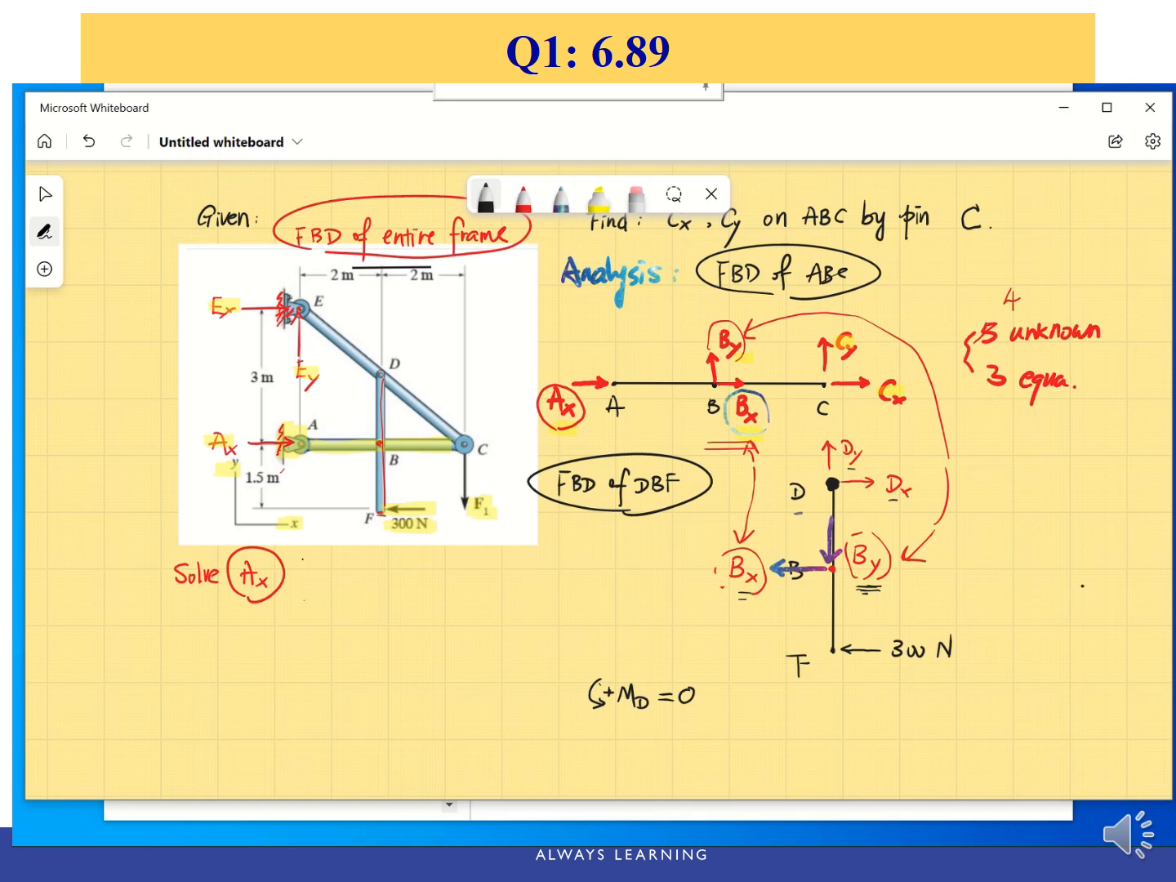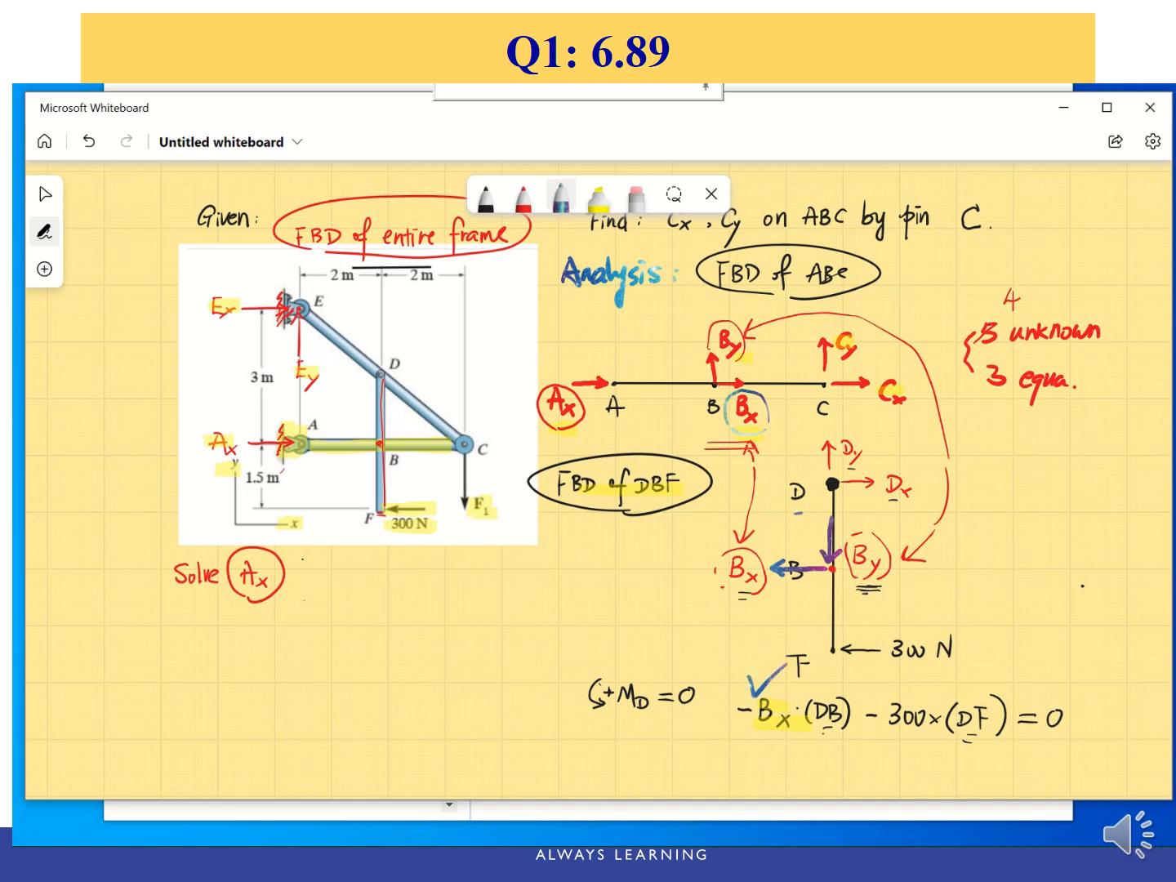And looks like the moment arm is, I'm just going to keep it simple, okay? So it's negative Bx times the moment arm, which is DB, then minus 300 Newton times the moment arm, which is DF, equals 0. And DB is half of DF. So you're going to do the calculation, but you can solve Bx from this equation or from the free body diagram of DBF, right? This can be solved now.